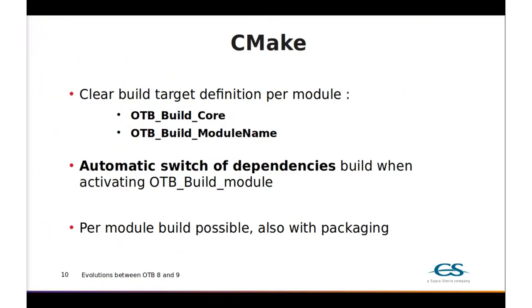So when you enable a module with CMake, it automatically compiles the dependencies for you. So you can do packaging and a build per module with only activating this command. So it's a big gain of time when you compile it.